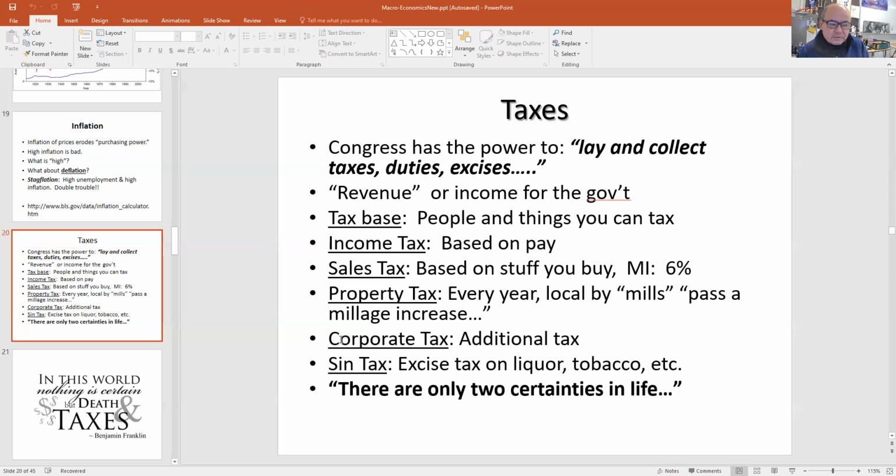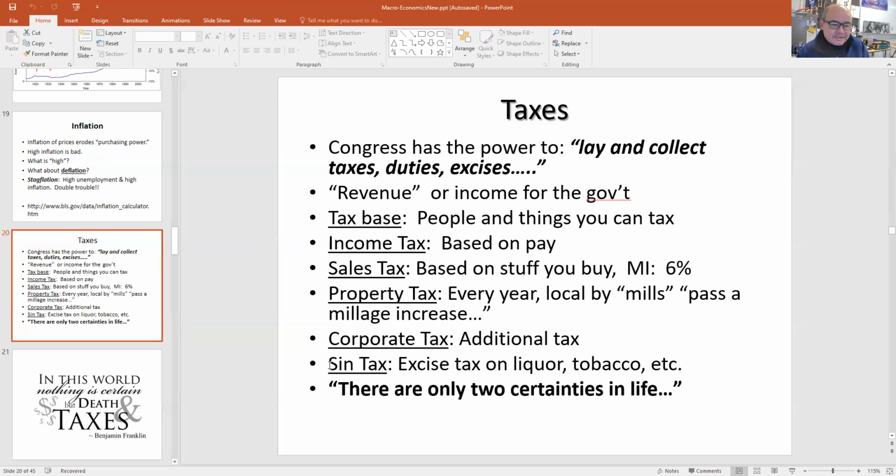Corporate tax is just an additional tax on top of what a corporation might pay. Corporate taxes are at different levels, generally on a state by state basis. That's why some states are tax havens and are popular for corporations to put their headquarters there, because their corporate taxes might be lower than another state's corporate taxes.